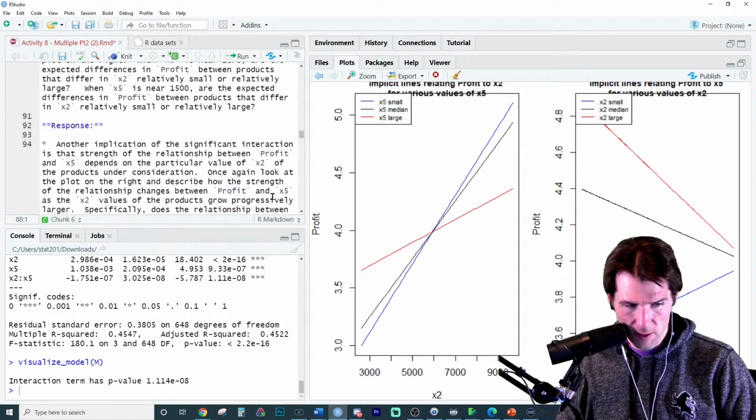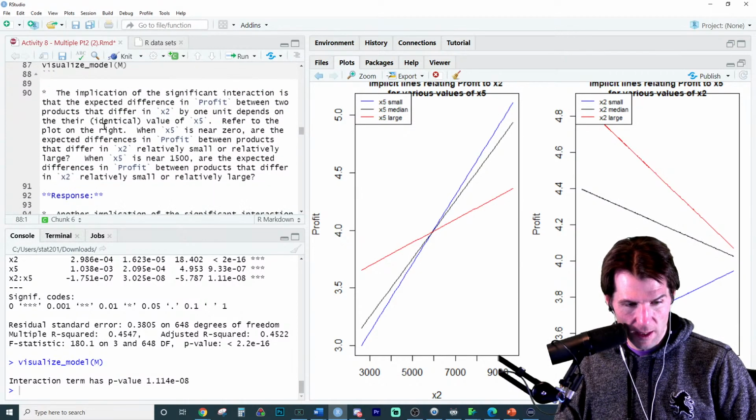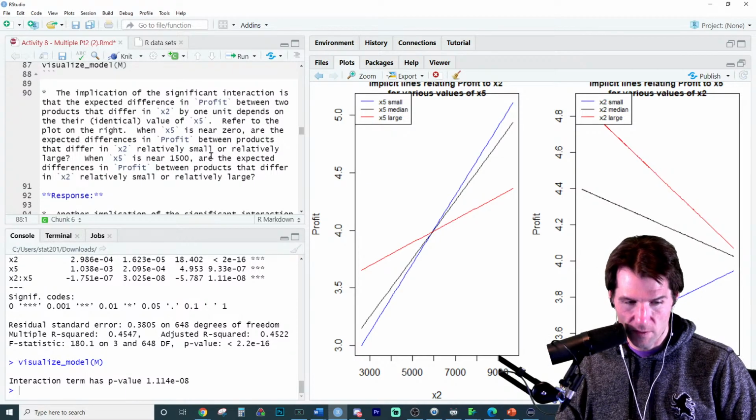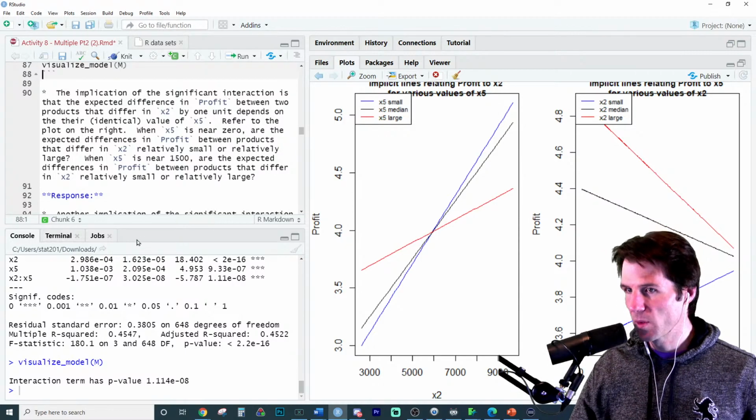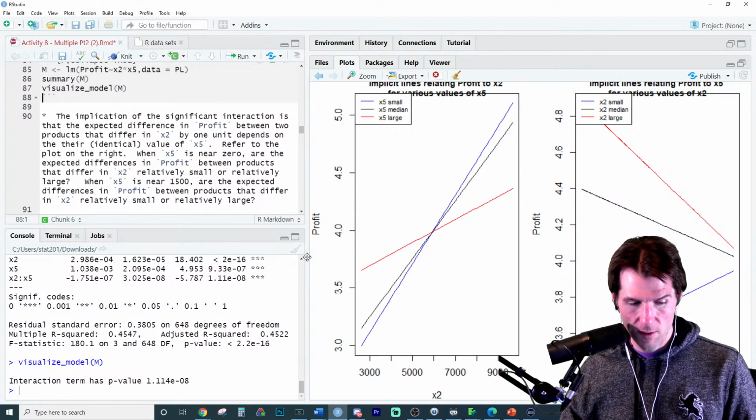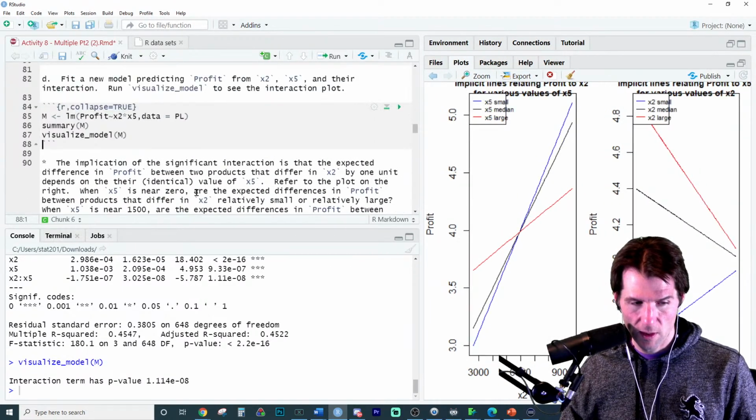Well, let's write some implicit lines. The implicit lines that refer to the plot on the right, when x5 is near 0, are the expected difference in profit between two products exactly. So let's write out an implicit line right here. Do we have enough decimals carried out? There it is. Ooh, I hate small numbers.